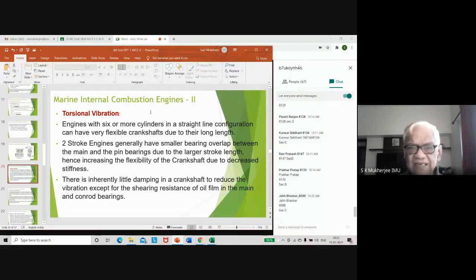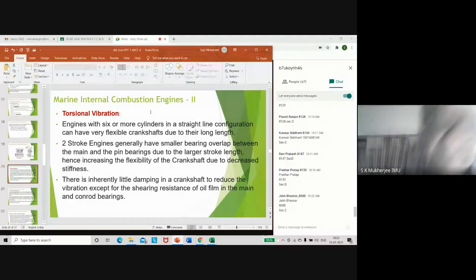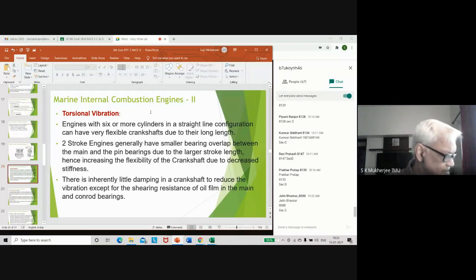Engines with six or more cylinders in a straight line configuration can have a very flexible crankshaft due to their longer length. The longer the length, the more the torsional vibration tendency, because the stiffer the crankshaft, the lesser the tendency for torsional vibration. So a six cylinder engine will definitely have a lot of vibration compared to a four cylinder engine. Okay. Two stroke engines generally have, these are normal principles. These are normally the principles of how torsional vibration acts.